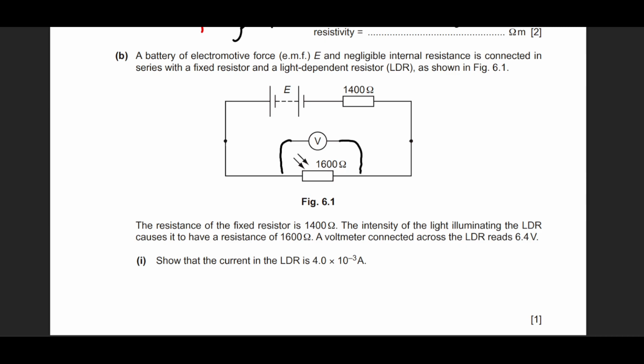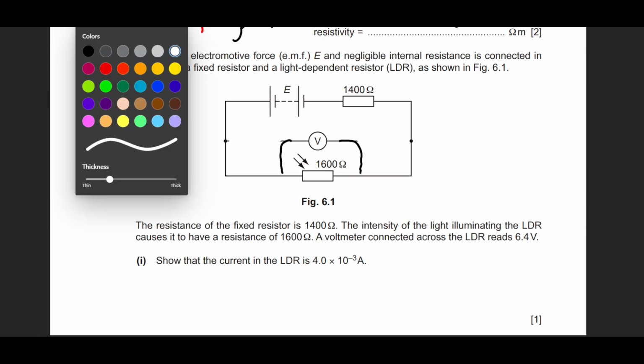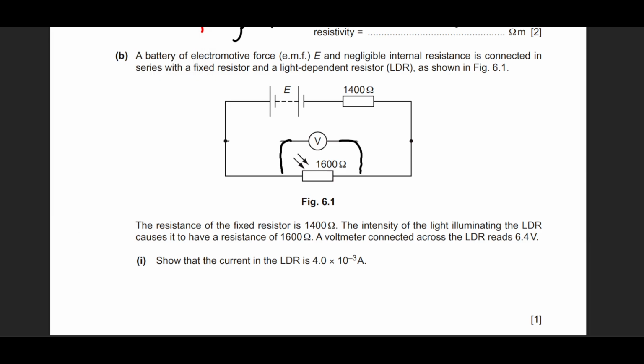If you extend those wires by removing them from here and connecting them over there, it makes no difference. So if you do that, this is what you get. Let me remove those lines again to make it simple for you to understand what he was trying to do. He was just trying to confuse you. So the voltmeter effectively is only measuring the voltage of the LDR.